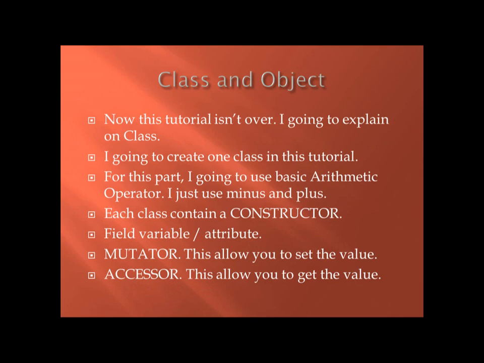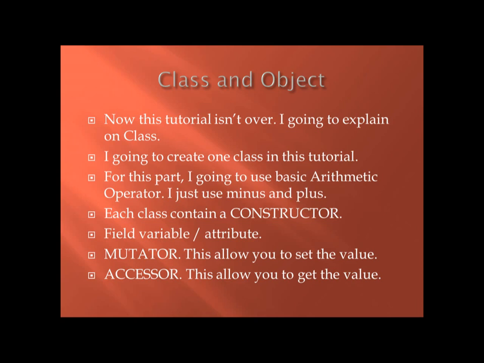So that is primitive data types. Next, we'll go on to class and object. It's not over yet. I'm going to explain class. I'm actually going to be creating one class in this tutorial, and I'm going to show you that. I'm going to use one basic arithmetic operator, plus. I'm not going to use minus actually. There will be a separate episode for that.